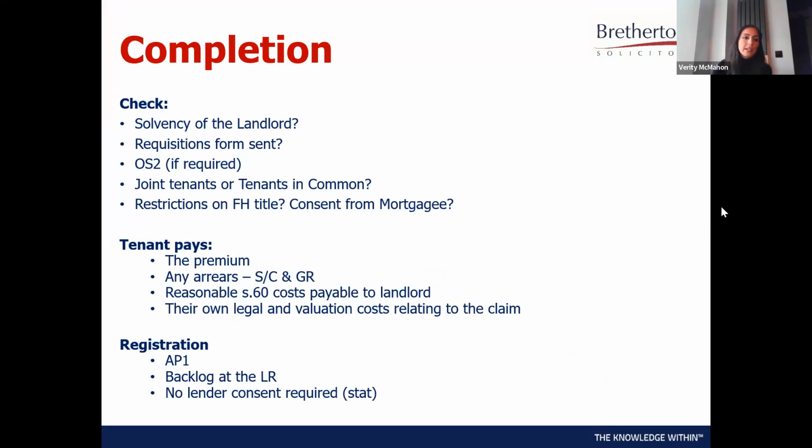Once we are hopefully in a position to complete, there are a few things that I would suggest are checked before you go through and complete. The solvency of the landlord. Obviously, if it's a company, just do a Companies House search on the date of completion, a few days before completion as well, to check that they are still solvent, that nothing's happened, and that they have the right to grant the lease extension.